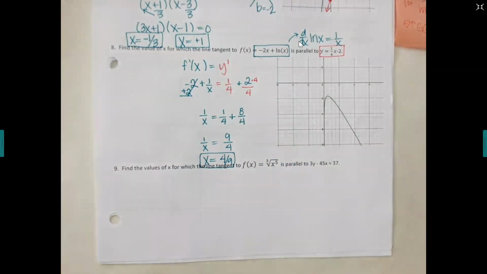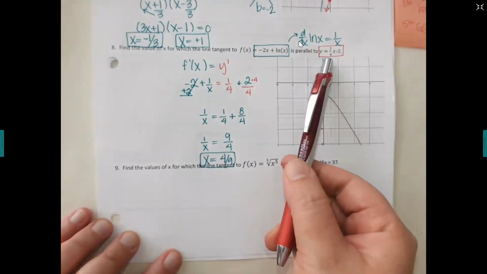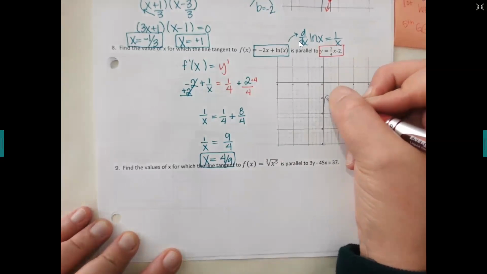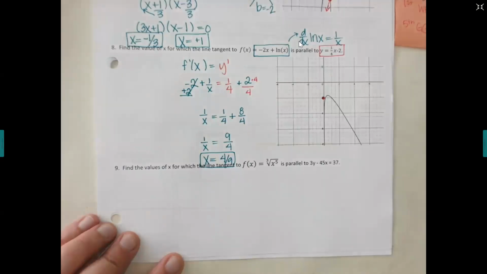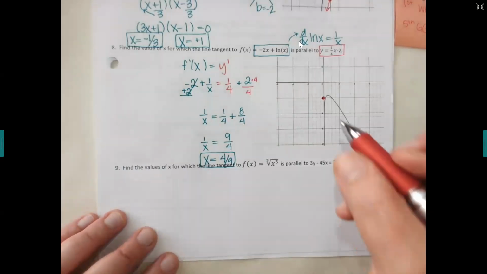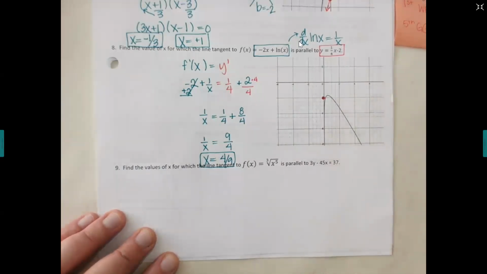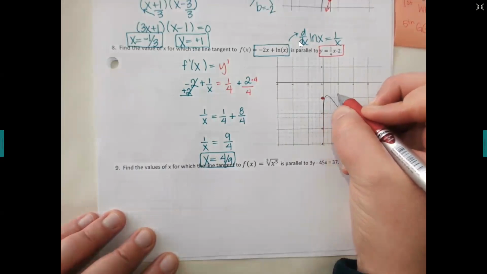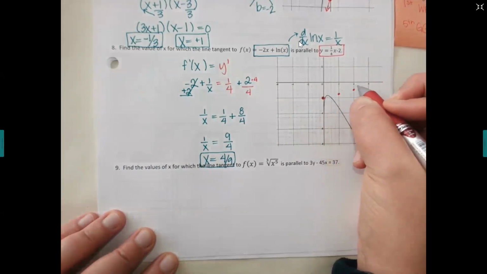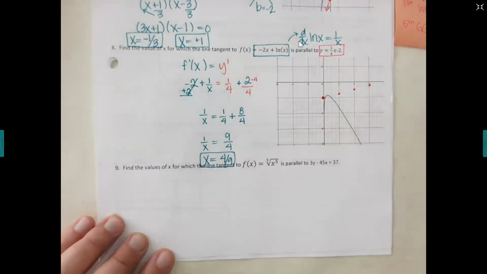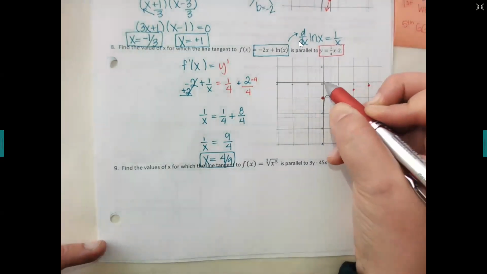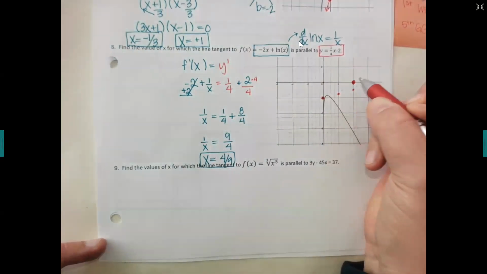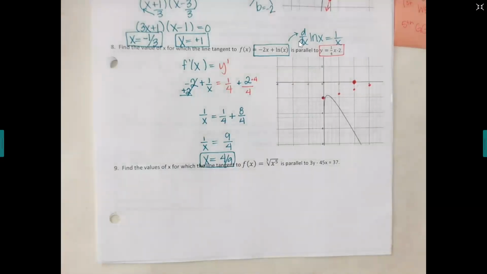Okay, so now let's do it on your graph. Ready? Graph 1/4 x minus 2. So minus 2 would be here. And then 1/4 would be rise 1, run 4. Rise 1, run 4. Oh, wait. I said that wrong. No, wait. I said it right. So up 1 over 1, 2, 3, 4. We have to rise 1, run 4. Thank you for fixing that. Sorry, this is 2. This is 4.